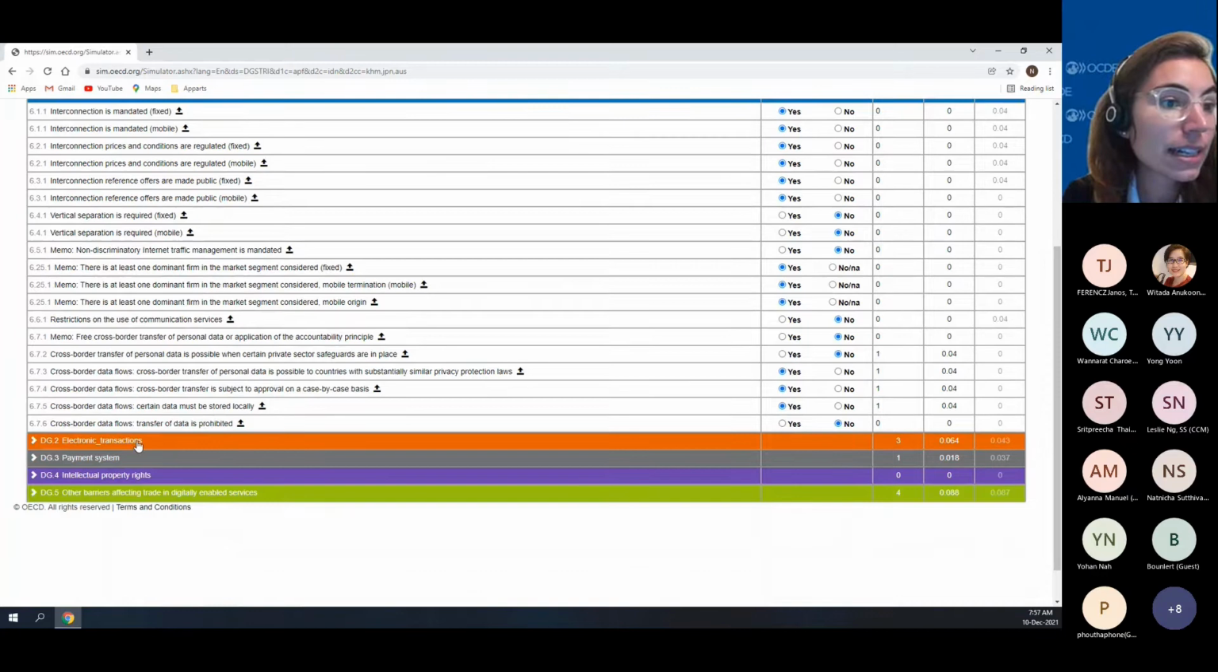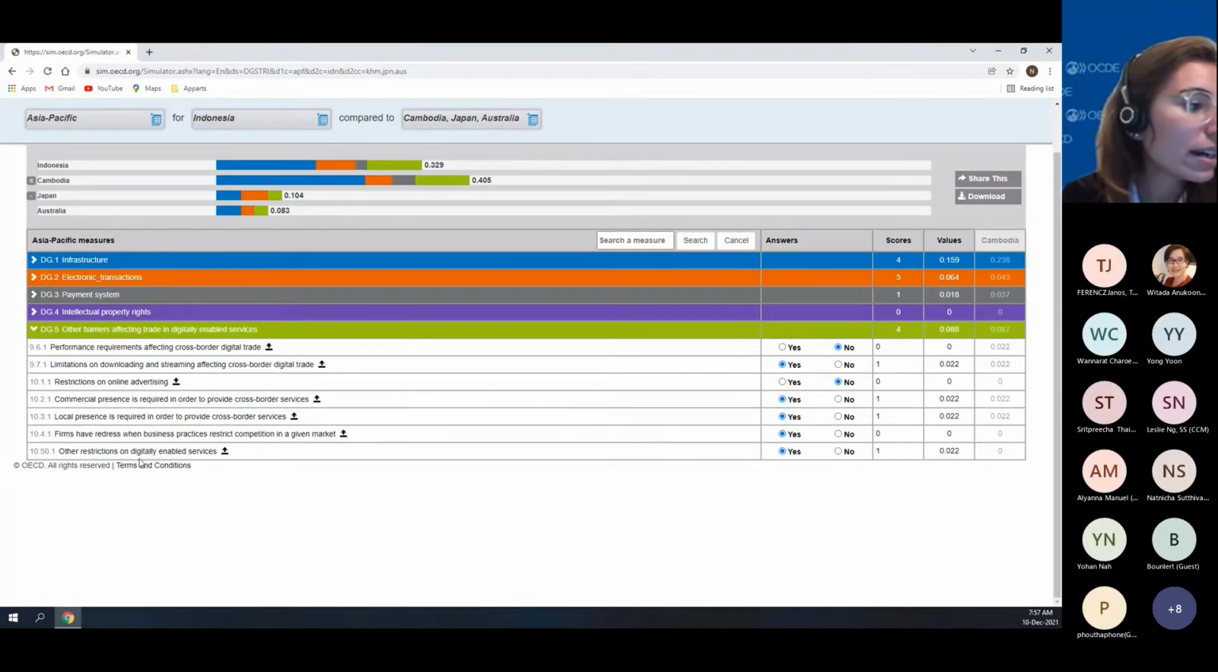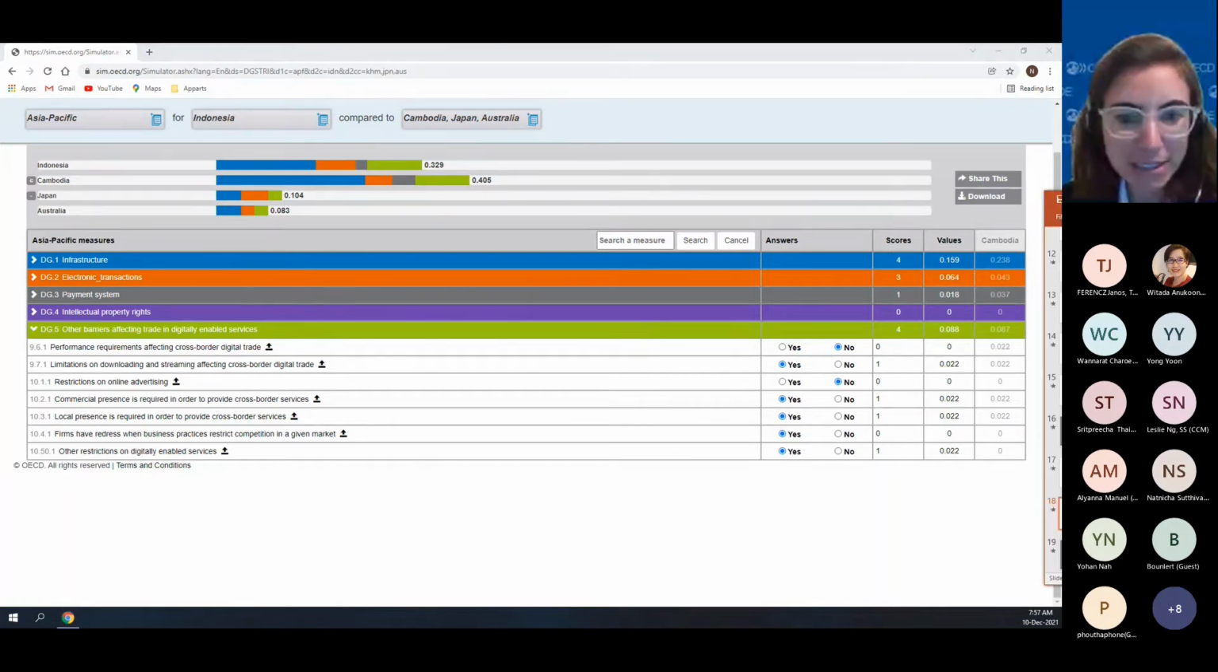So in electronic transactions, you see that the 3 points that increase the score are the inexistence of an online tax registration and declaration possibility for non-resident foreign providers, and the fact that the national contract rule deviates from international standards. Lastly, other gaps that we identify are here on the requirement to have a commercial presence and a local presence. So that was for the second question.